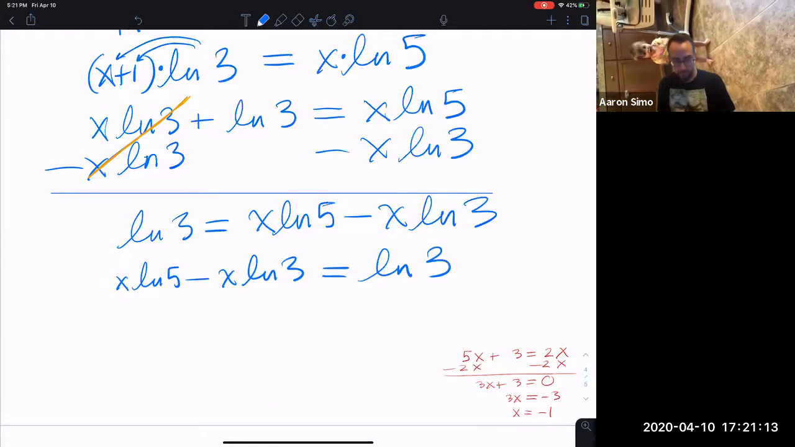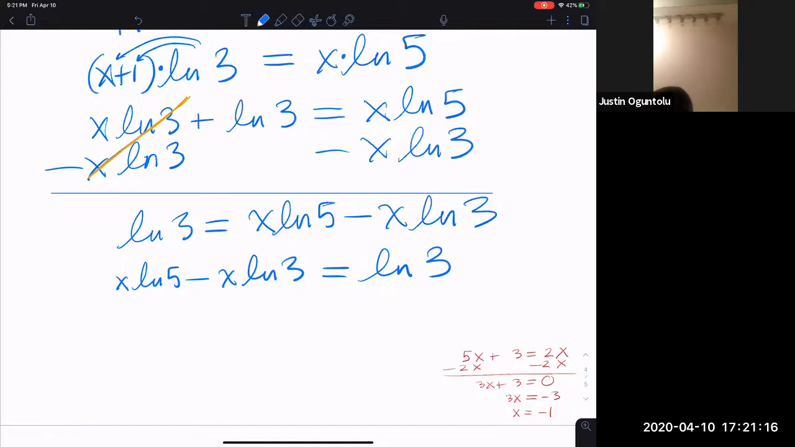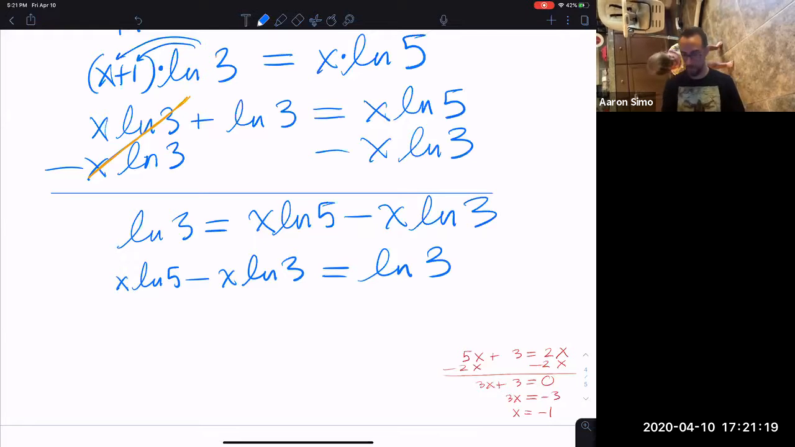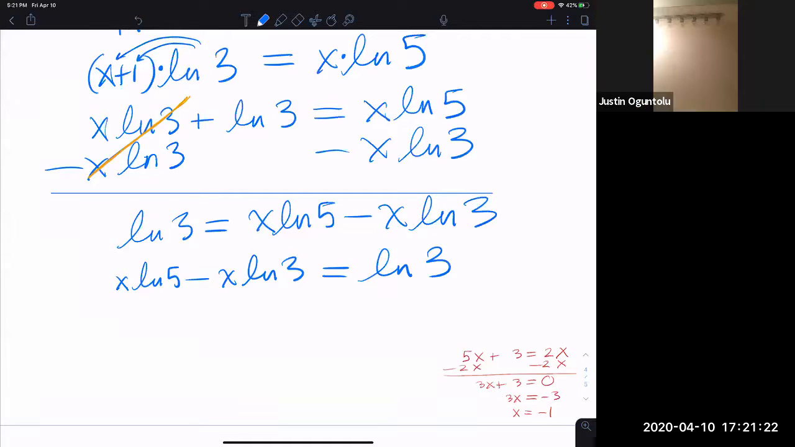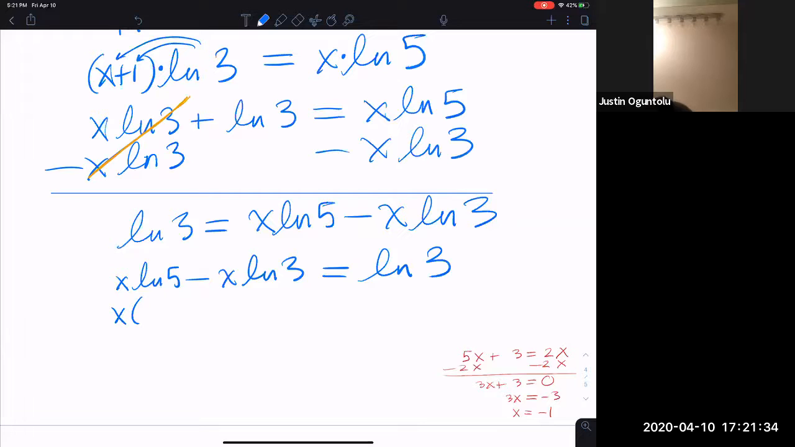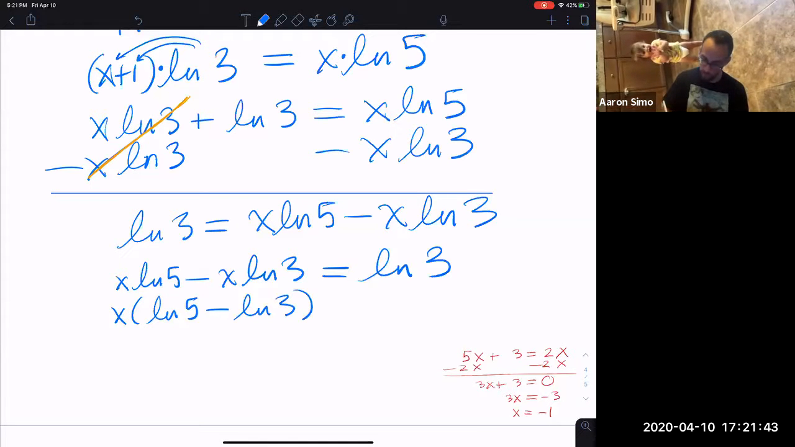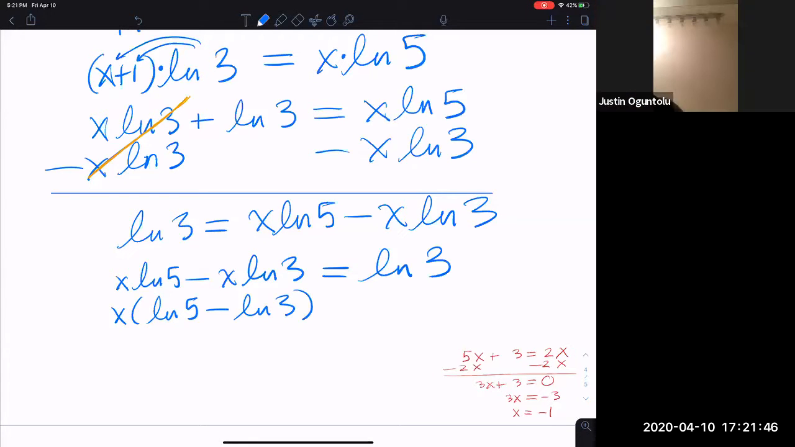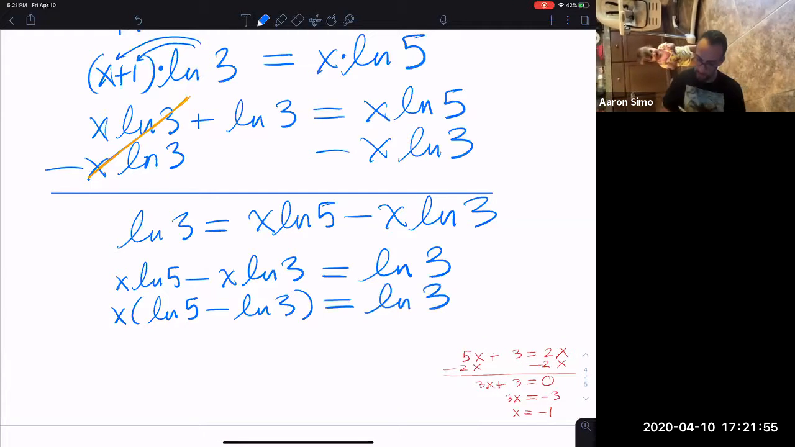Good. Now you're like 85% of the way done. You're getting there. So now I can factor out an x on the left side. Good job. There we go. x times what? x times ln 5 minus ln 3 equals ln 3. Okay, good.